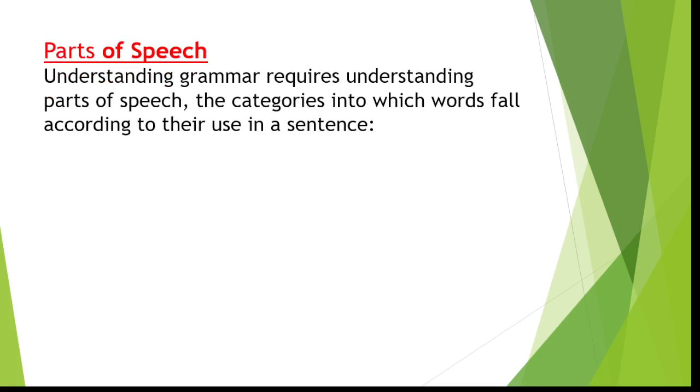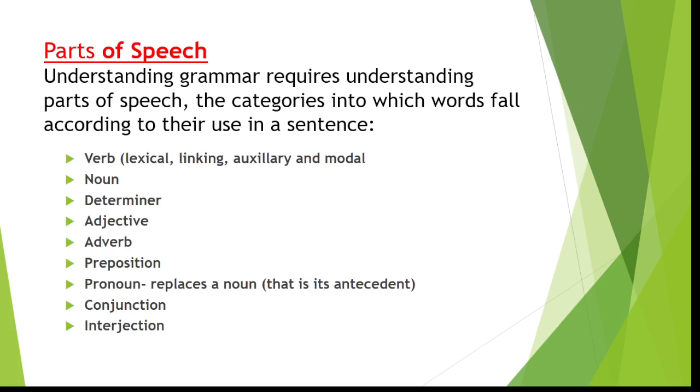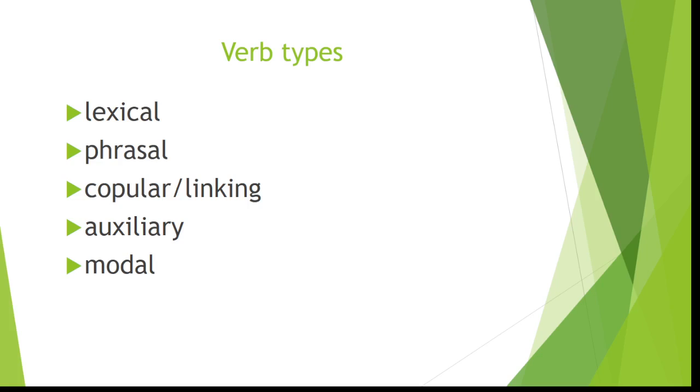Parts of speech. Understanding grammar requires understanding parts of speech, the categories into which words fall according to their use in a sentence. Verb: lexical, linking, auxiliary and modal. Noun. Determiner. Adjective. Adverb. Preposition. Pronoun replaces a noun, that is its antecedent. Conjunction. Interjection. Verb types: lexical, phrasal, copular / linking, auxiliary.